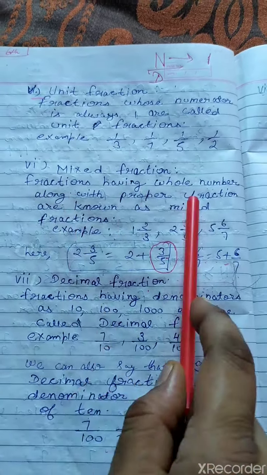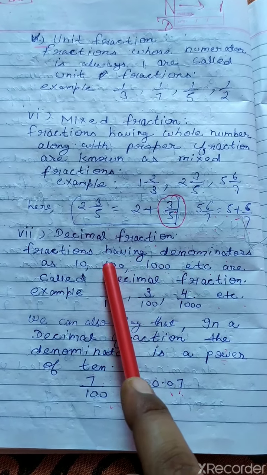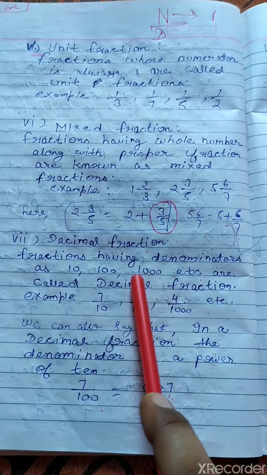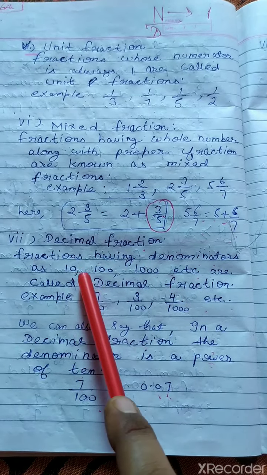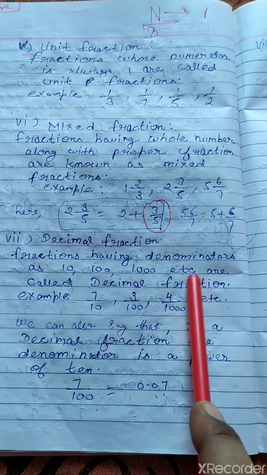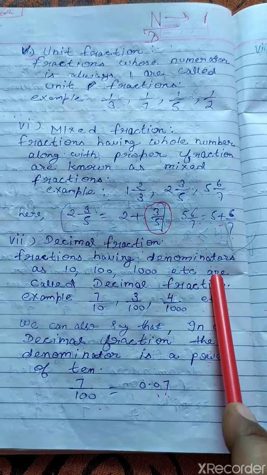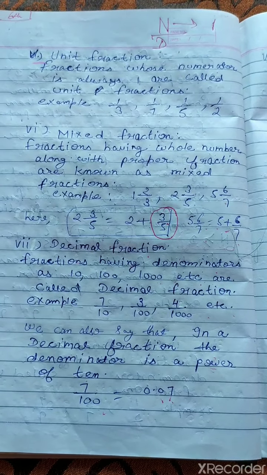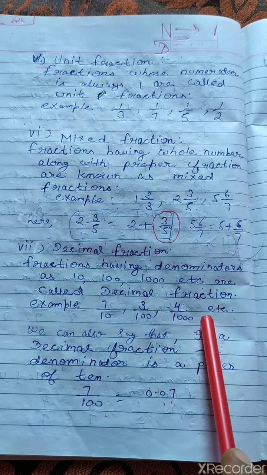Then mixed fraction I will explain right now. You see this, the decimal fractions. Fractions having denominators as 10, 100, 1000, etc., means they are in this form: 10, 100, 1000, 10,000, lakh, 10 lakh, like this way. If such numbers are the denominator, then such fractions are known as decimal fractions.